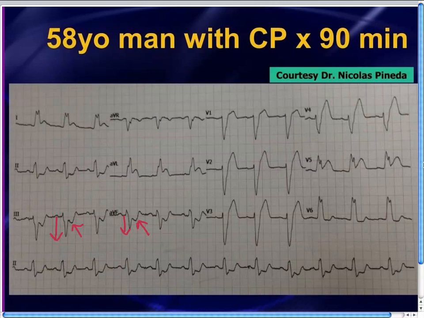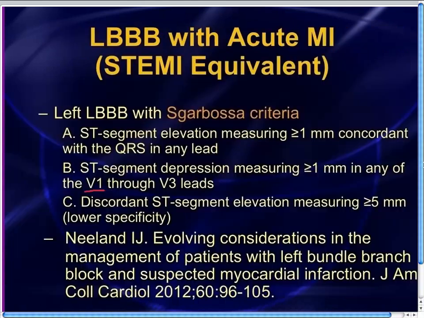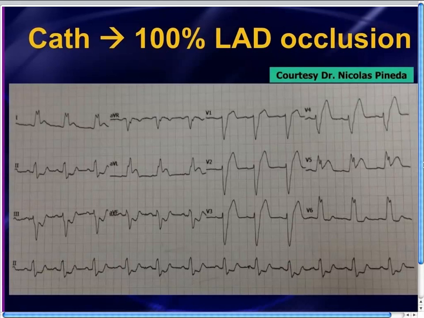Well, what I would say is that it constitutes a significant concern, but recall that Sgarbossa only talked about concordant ST depression in V1, V2, or V3. She didn't really talk about it in those other leads, and so those don't technically constitute an acute MI, but I would certainly worry quite a bit about it. And no surprise to anybody who actually keeps up with the literature and knows about this, this patient went to the cath lab and had a 100% LAD occlusion.